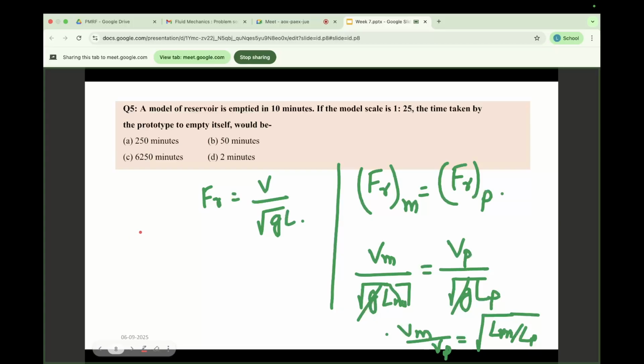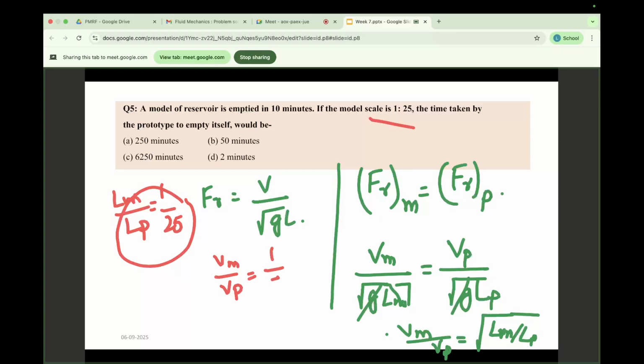This is the formula we need. Now they said that the model scale is given. So what exactly is model scale? Model scale means they have given Lm by Lp, model to prototype. So it is 1 by 25. Using Lm by Lp, we will get Vm by Vp is 1 by 5, right?